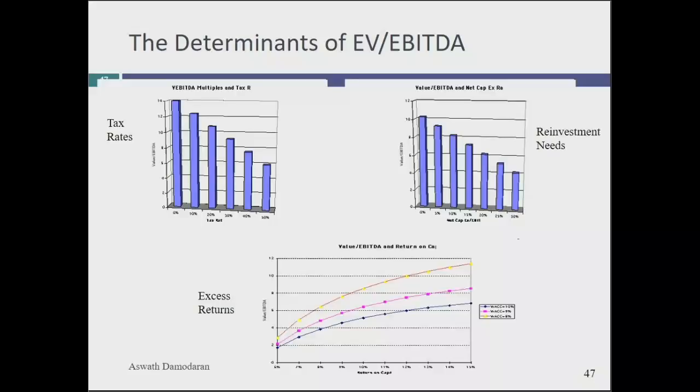Second, the more reinvestment I have for any given growth rate, the lower my EV to EBITDA is going to be, because I'm working harder to deliver the same growth rate. And third, I took the return on capital and cost of capital and consolidated them. It's an excess return, right? And the larger my excess returns, the higher my EV to EBITDA. None of this is surprising. What is surprising is analysts who are just lazy enough that they never ask the questions. It's not as if any of these numbers are difficult to get. It's that they don't want to ask the question.